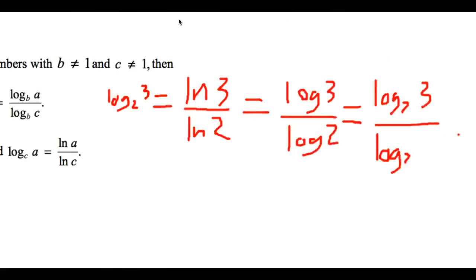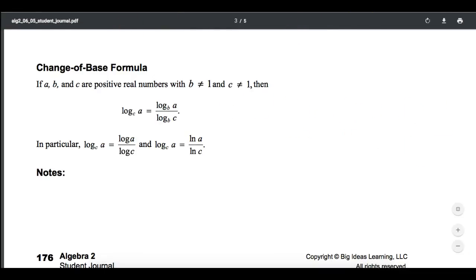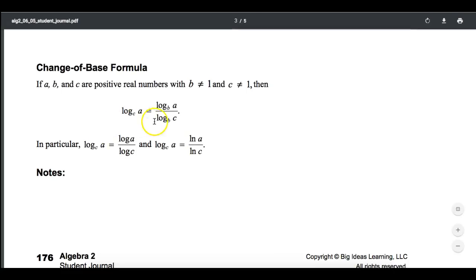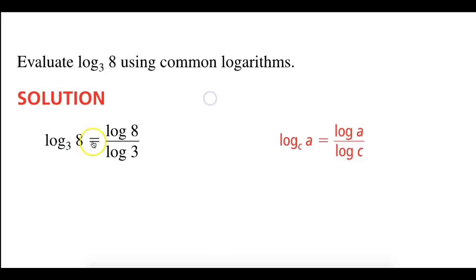All right, so let's go back to the original problem right here. We're looking at evaluating log base 3 of 8 using common logs. So what that means is we want to turn this into an expression with just log base 10 in it. So again, let's use our change of base formula right here, and we're turning this into a common log. We're going to take log base 3 of 8, and that turns into the log of 8 divided by the log of 3.